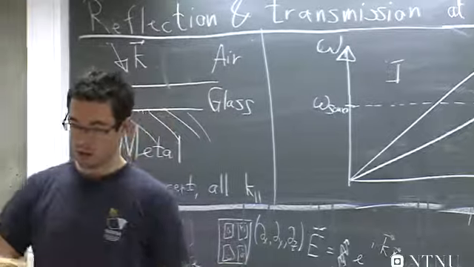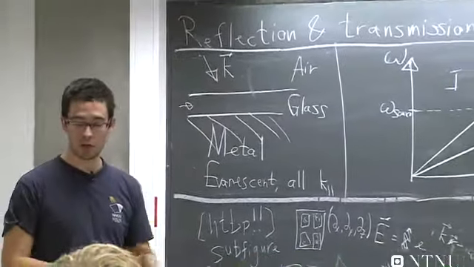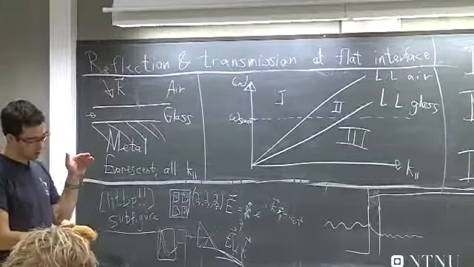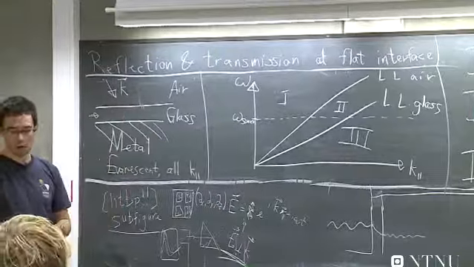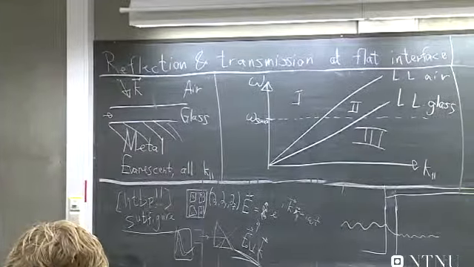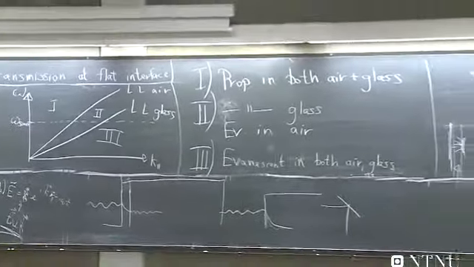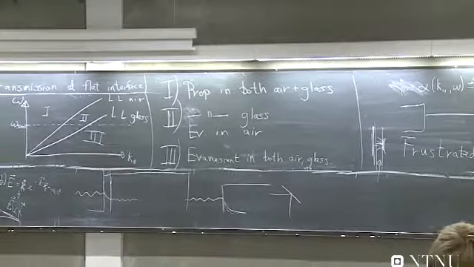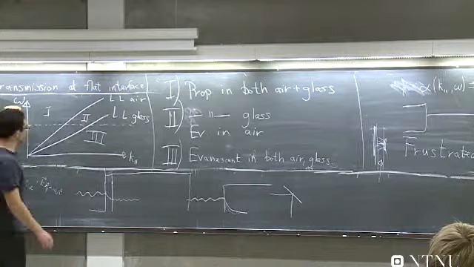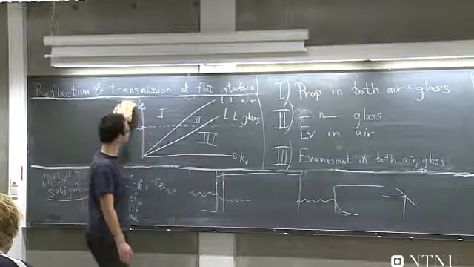Okay, but now we took a large detour into dispersion relations, so let's get back to the scattering problem, which is: if I have incident light, how much is reflected and how much is transmitted? Any questions about this figure? Okay.